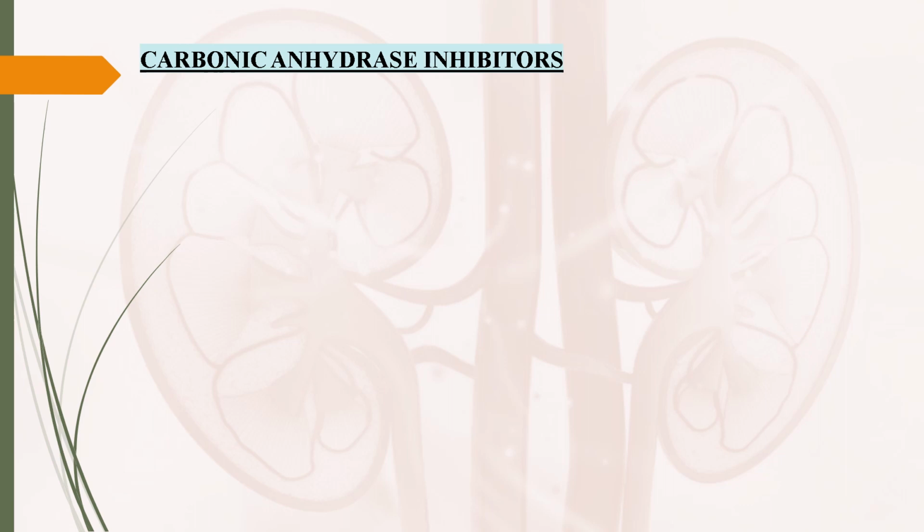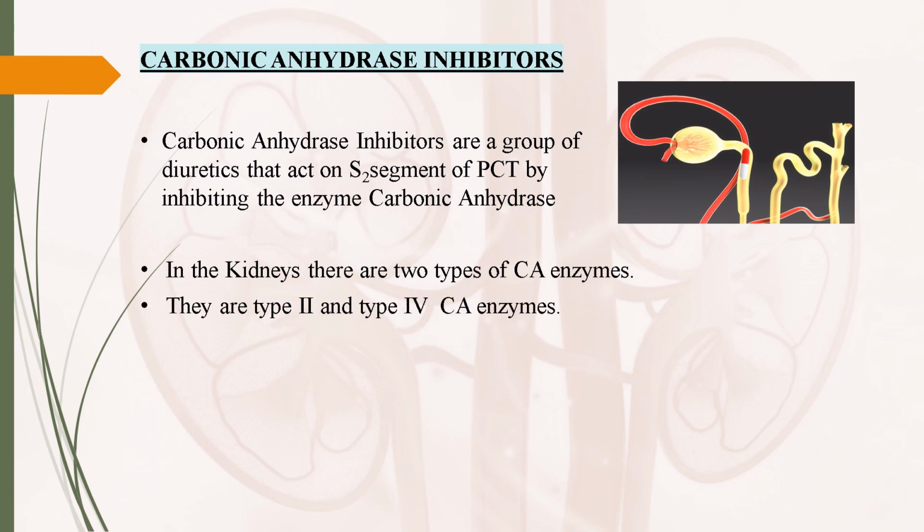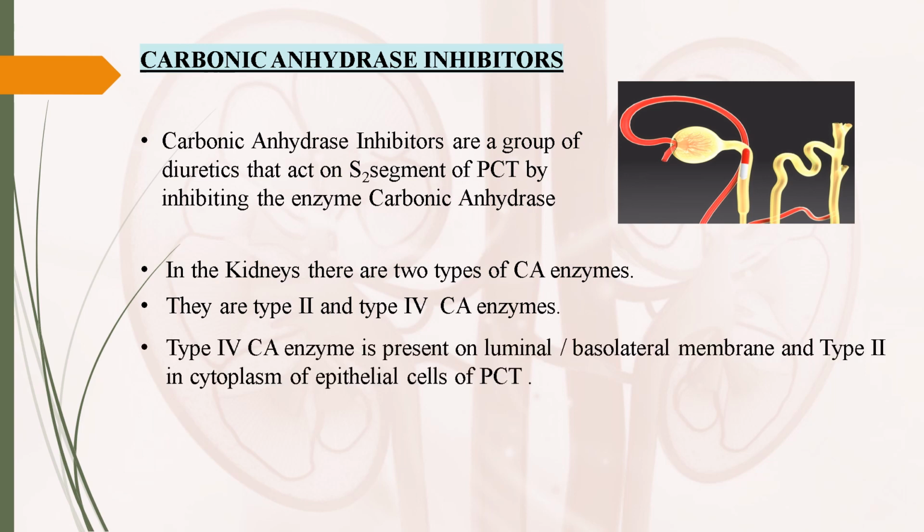Coming to carbonic anhydrase inhibitors. These are a group of diuretics that act on H2 segment of proximal convoluted tubule by inhibiting the enzyme carbonic anhydrase. In the kidneys, there are two types of carbonic anhydrase enzymes. They are type 2 and type 4. Type 4 carbonic anhydrase enzyme is present on luminal or basolateral membrane, and type 2 is present in cytoplasm of epithelial cells of proximal convoluted tubule.